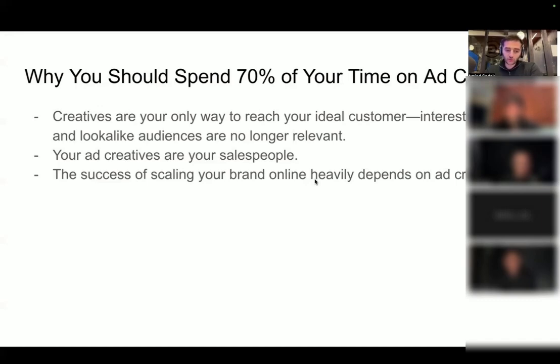So all these brands I showed you a few minutes ago, they scaled to 7 and 8 figures. Not only, to say only is not fair, but 70% of the reason why they were able to scale this fast and to these high numbers was because they were focusing on ad creatives. So, things to keep in mind before you get started.